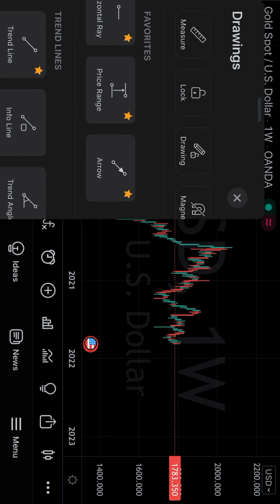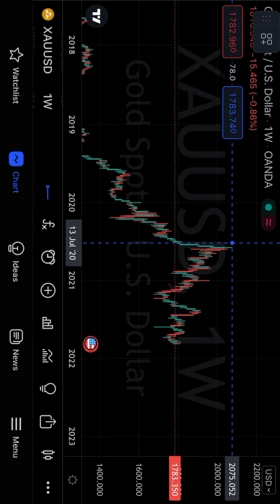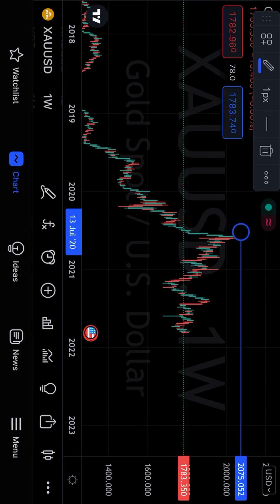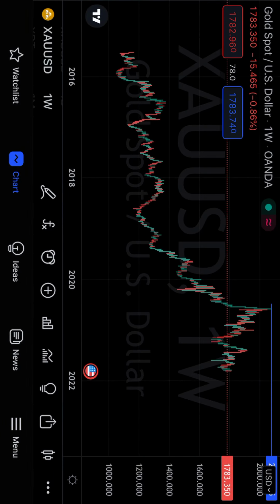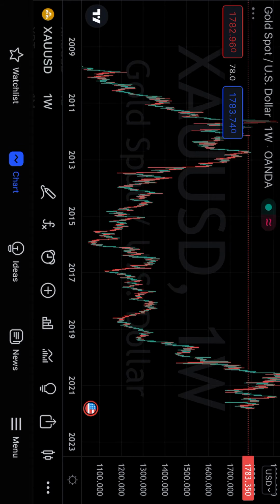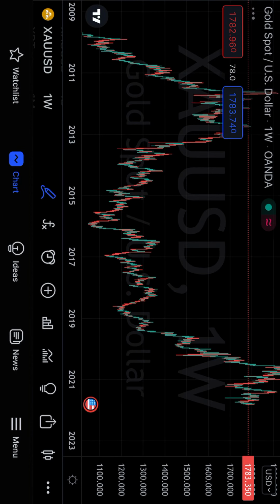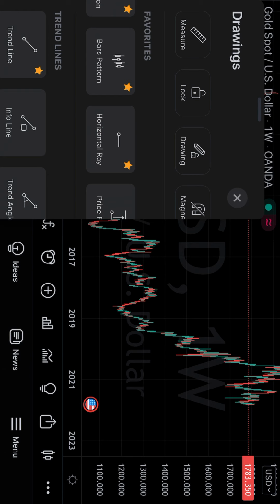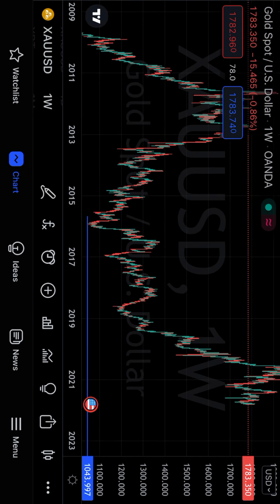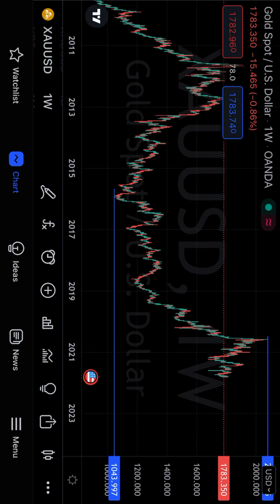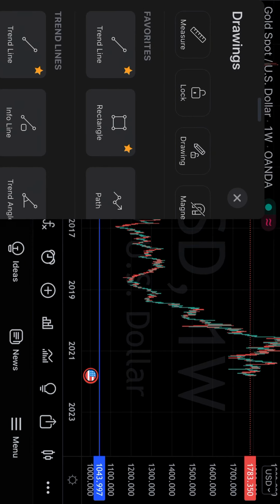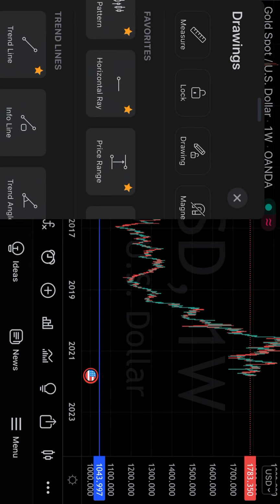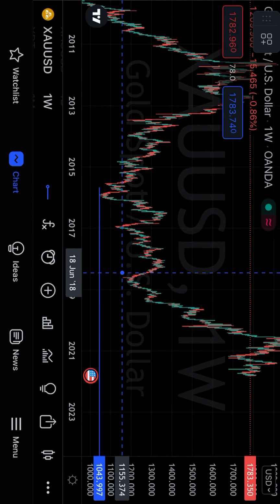So I'll first of all map out my highest high, my weekly high, and my lowest low, right? My low. So this is my low, and that's my high. And then I'll map out the low that first started the impulse, right? So this low first started the impulse.